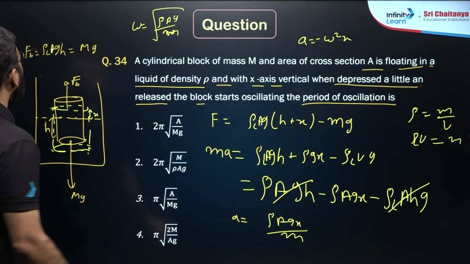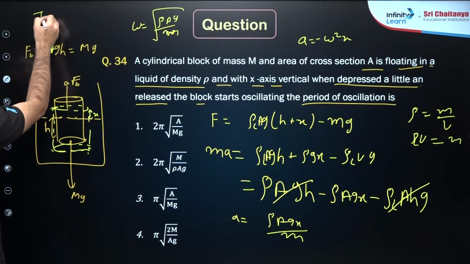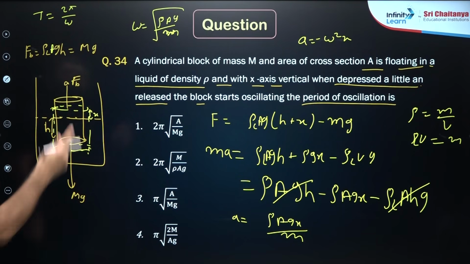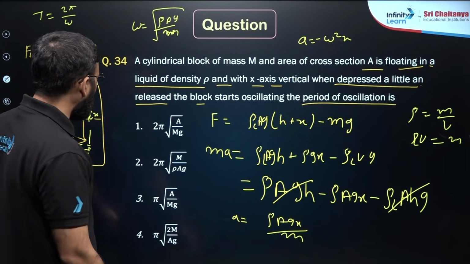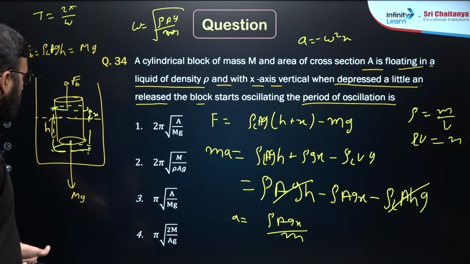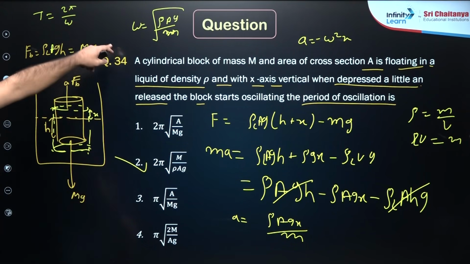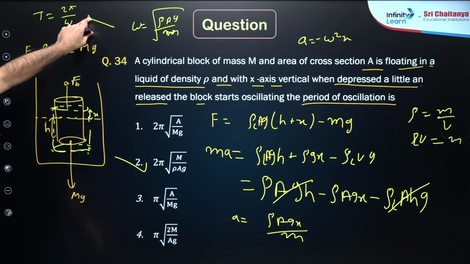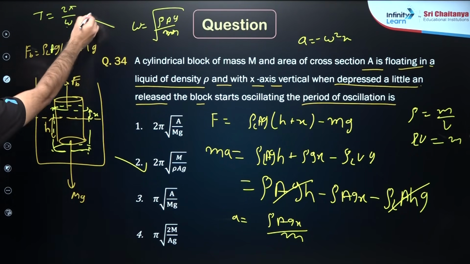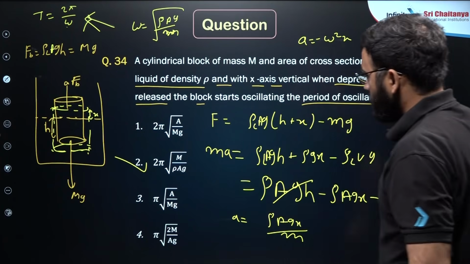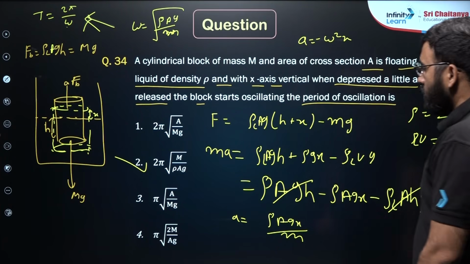What is the my time period? T equals to 2 pi upon omega. So omega you can put here, so m is going up, so T equals to 2 pi root m upon rho a g. Option second is your correct answer beta. Just you can put this value here, okay, then you can get the answer. So this is the final answer for this one.